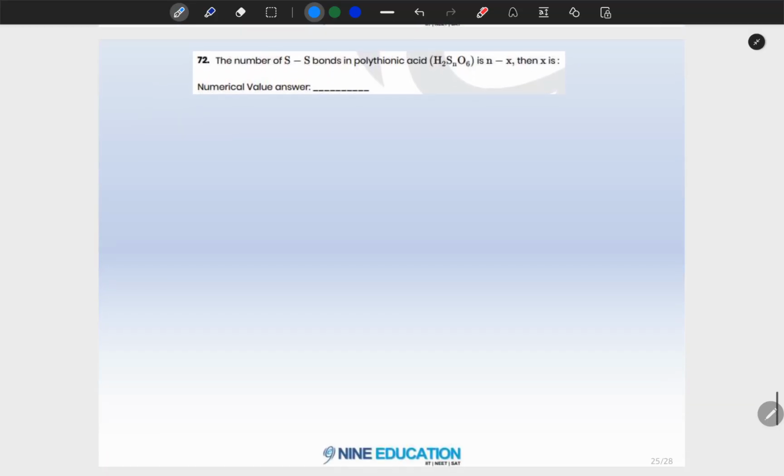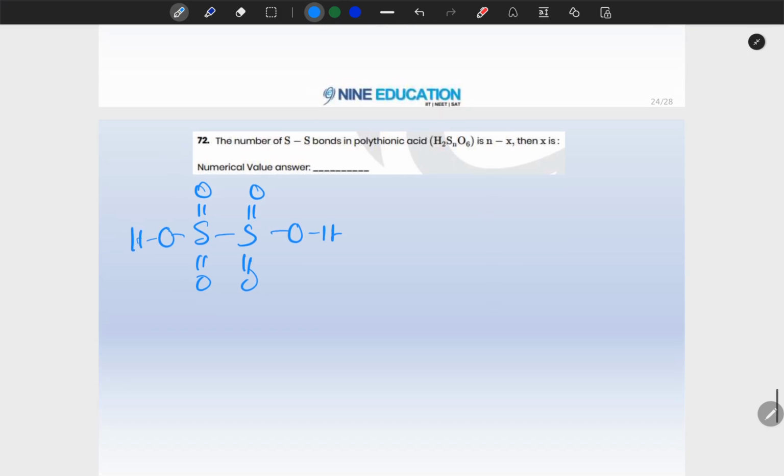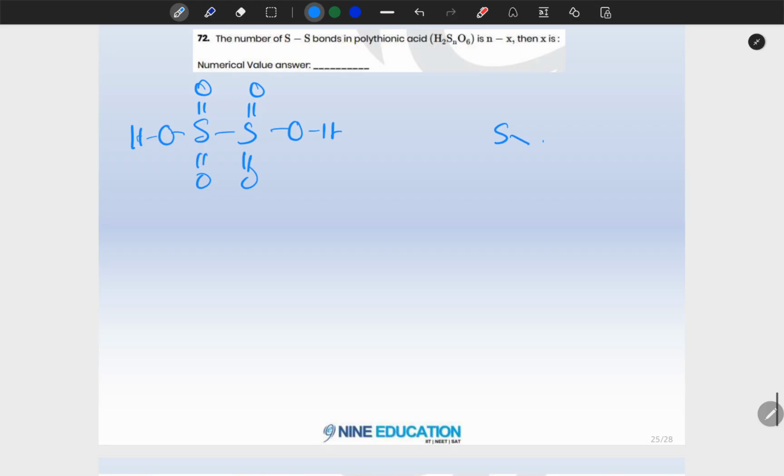Next question, the number of S-S bonds in polythionic acid. Now this is dithionic acid, right? 2 sulfur is present. When 3 sulfur are present, it will give rise to trithionic acid. Similarly, when 4 sulfurs are present, it will give rise to tetrathionic acid. Now in trithionic acid, how many sulfur are present? There are 3 sulfur. And how many S-S bonds are present? 2 S-S bonds.